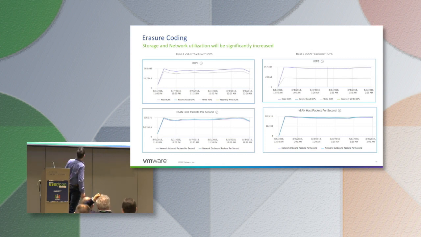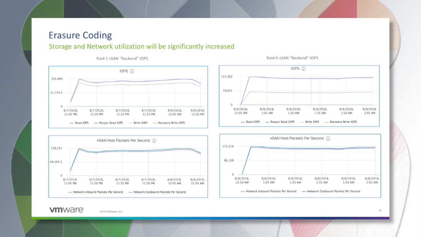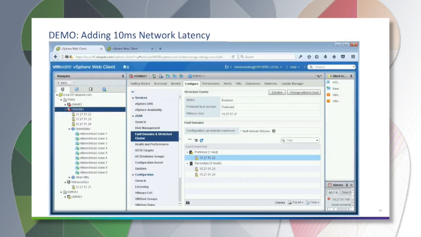On the top left, I've got my backend IOPS when I'm using RAID 1. So 100,000 IOPS, let's say. On the right, 157, straight away. Down here, these are the packets processed per node with RAID 1 and with erasure coding. You can see the graphics. It's overhead, network, and your storage devices, so you're going to hit both.